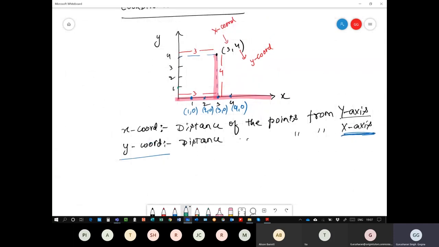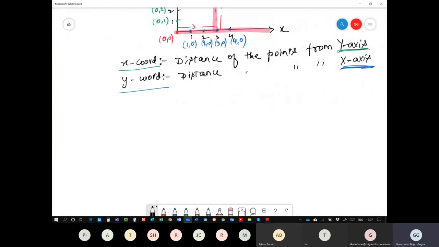Similarly, the coordinate of this point would be 0, 1, this one 0, 2, 0, 3, and 0, 4. All of these points are on the y-axis, and therefore their x coordinate must be 0 because their distance from the y-axis is obviously 0. Coordinates of the origin is 0, 0 because the origin is the point of intersection of the x-axis and y-axis. So that's why the coordinate of origin is 0, 0.